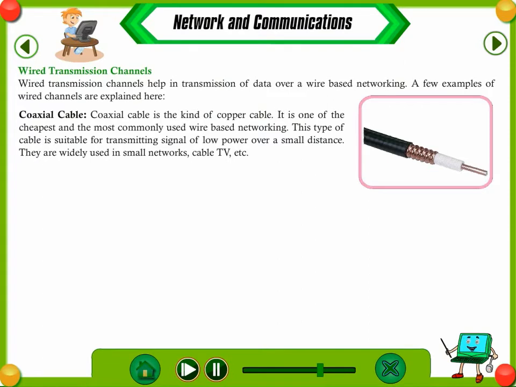Coaxial cable. Coaxial cable is a kind of copper cable. It is one of the cheapest and the most commonly used wire-based networking media. This type of cable is suitable for transmitting signals of low power over a small distance. They are widely used in small networks, cable TV, etc.